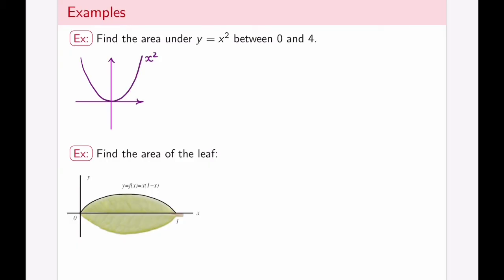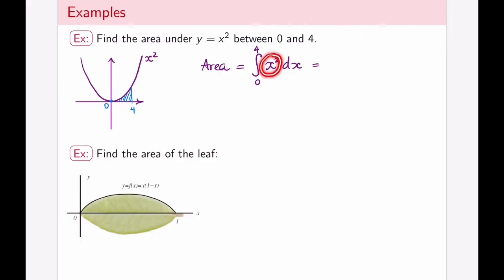So this is the graph of y equals x squared, and I'm interested in the area under it between 0 and 4. So 0 to 4. I am interested in this area right here. By the definition of the definite integral, this is exactly the integral between 0 and 4 of x squared dx. Now, the first step that I need to do, according to the fundamental theorem of calculus part 2, is figure out what is the antiderivative of this, any antiderivative of this.